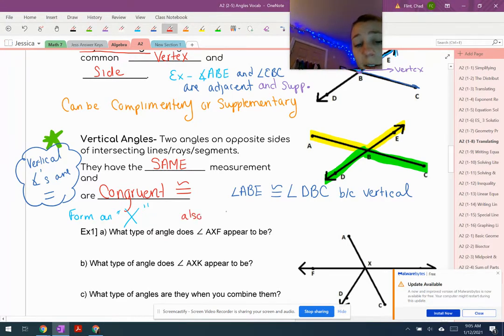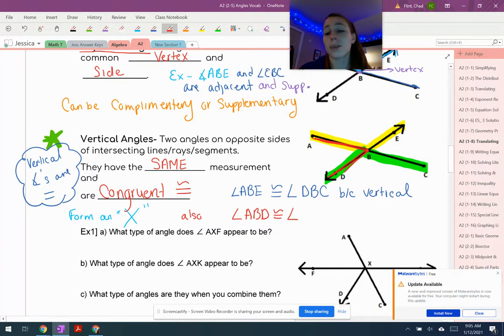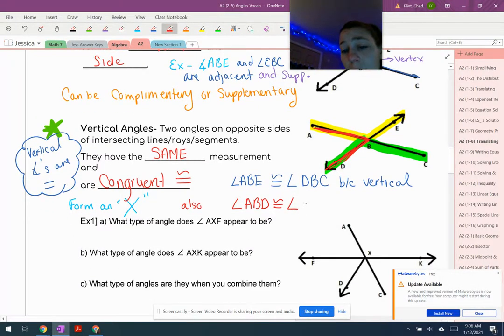And also angle ABD, right? ABD would be congruent or equal to which other angle? Which angle would be vertical directly across from that one? And that would be the EBC on that other side there that I'm going to outline in blue. Boom. So, two different sets of vertical angles in this one diagram here.